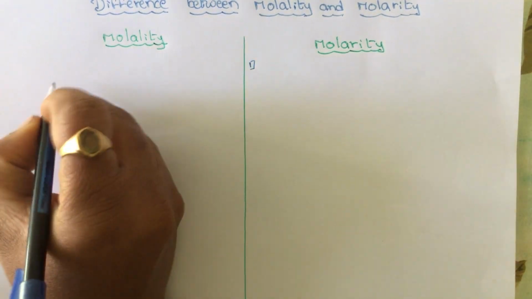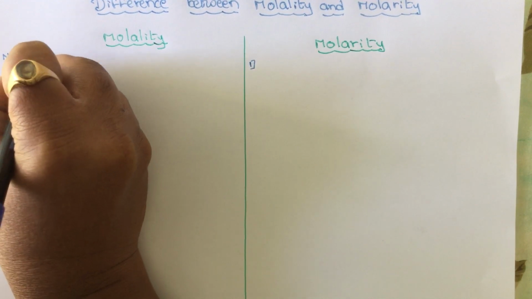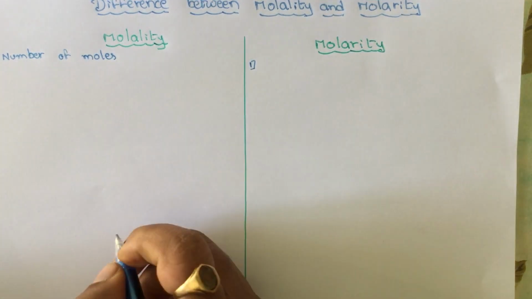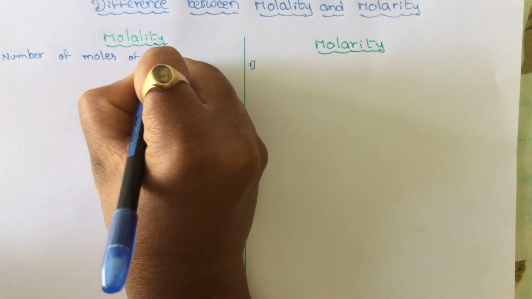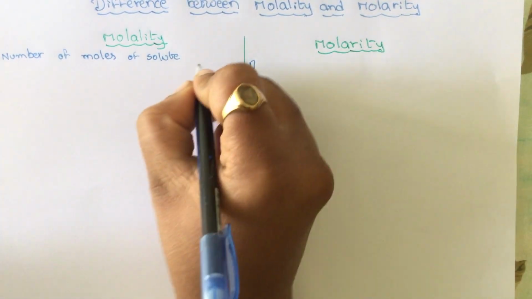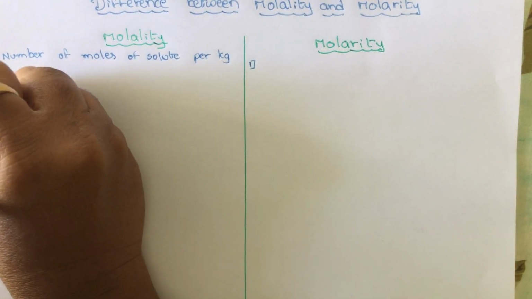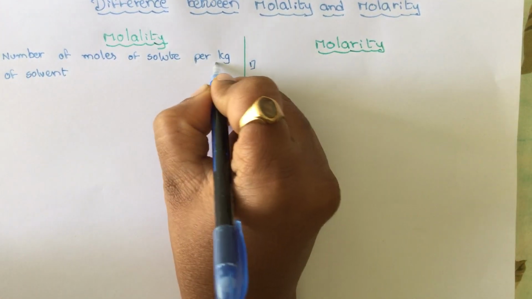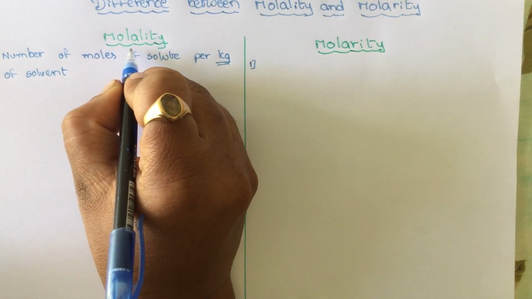First point, molality is defined as number of moles. Generally these are all terms we use for solutions, right? So number of moles of solute, the one which dissolves in a solvent. The number of moles of solute per kg of solvent is called molality. So we are taking the weight of solvent in kgs. Then the term molality should be used.